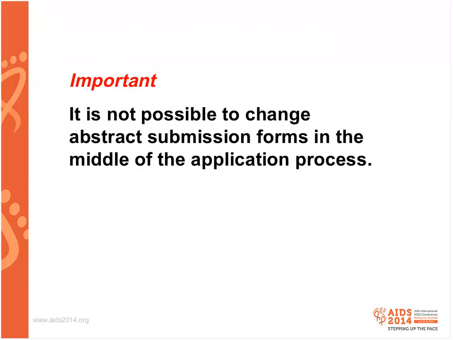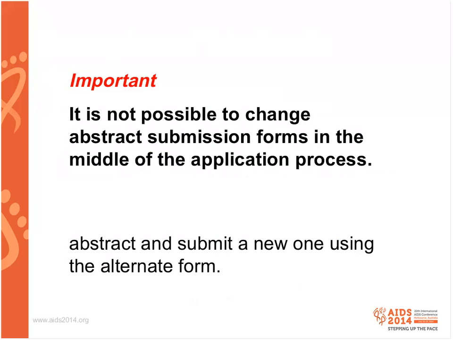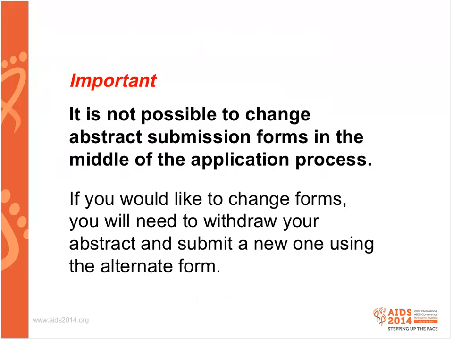Now, one thing that is important while you're submitting your abstract is that it's not possible to change the submission form in the middle of the application process, which means that if at the beginning you choose to select your abstract under option two, you can't change this. If you would like to change, you need to withdraw your abstract and to submit a new one, and now use the other option form.